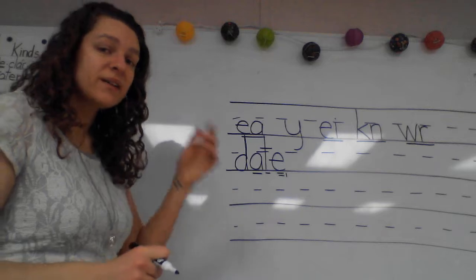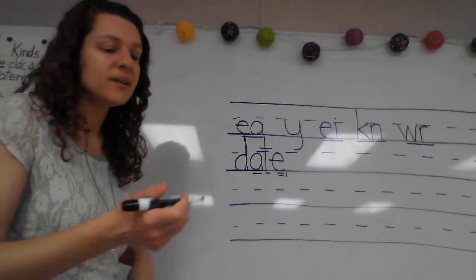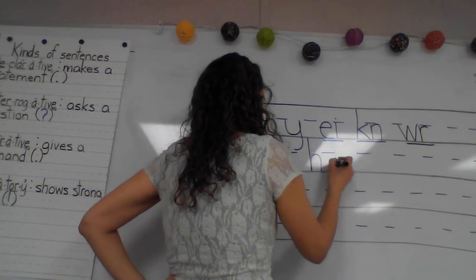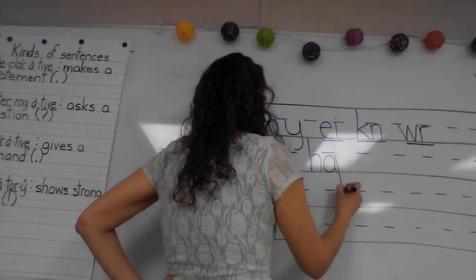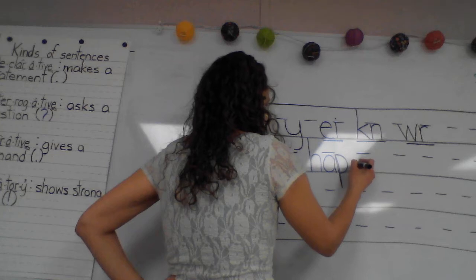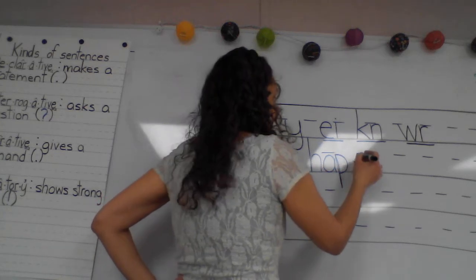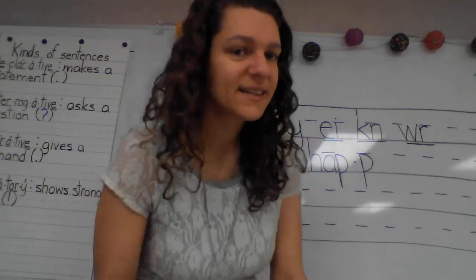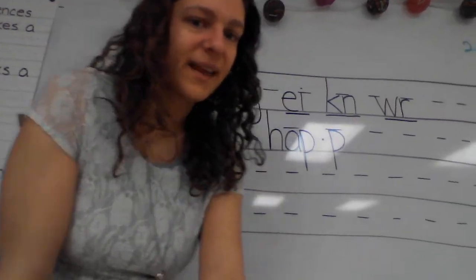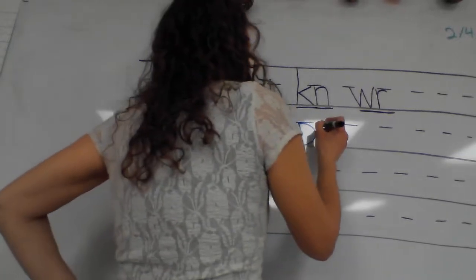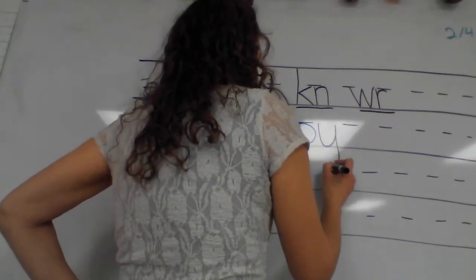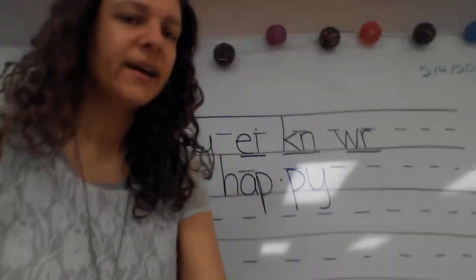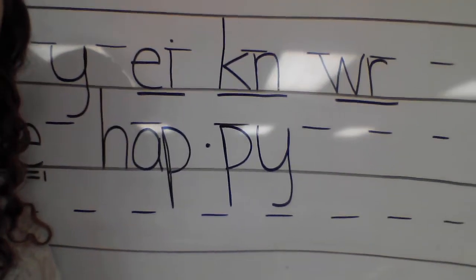All right, put your finger under the first phonogram in that word. What is it? Good. Good. Syllable break. Good. E. Which E is it? Good. I-E. All right, make sure your word looks like mine.